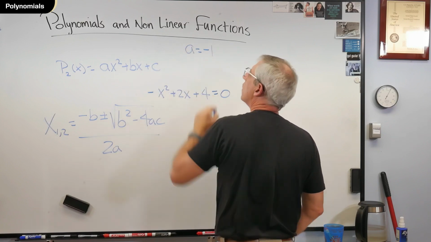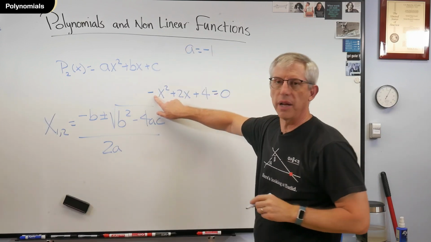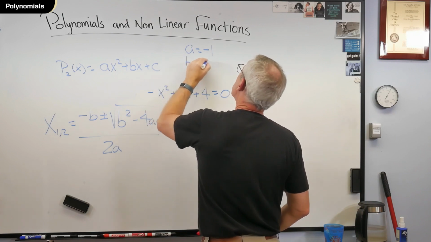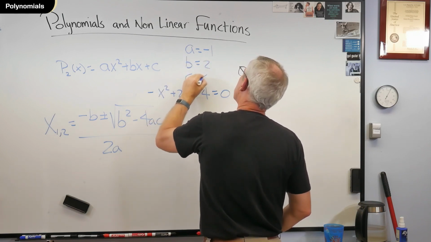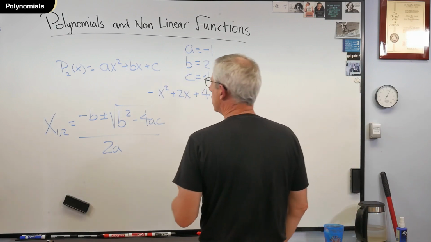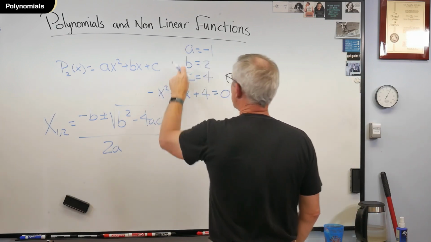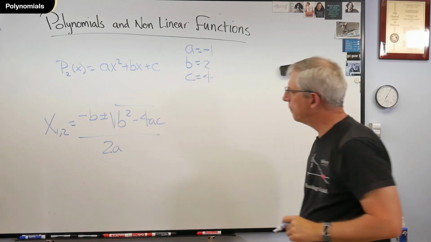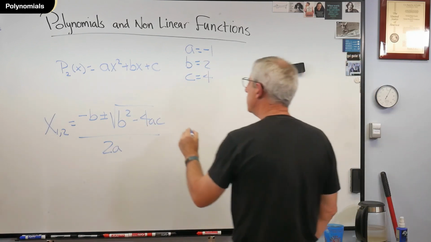A is minus 1, because remember there's a 1 implied there. That's actually minus 1 times x. B is 2, and C is 4, all right, for this equation right here. So let's just do what the equation says. Now that I know what that is, I'm going to get this out of the way because it's kind of not where I want it.